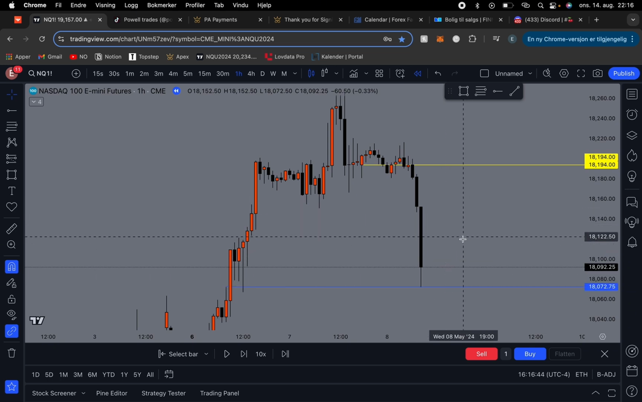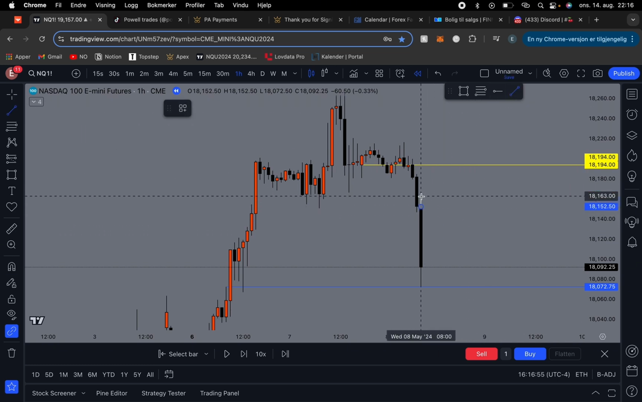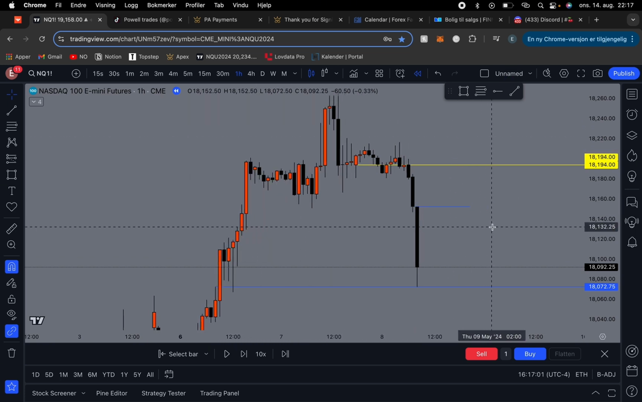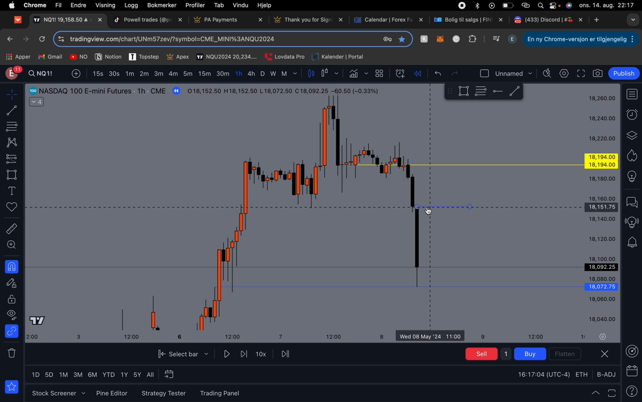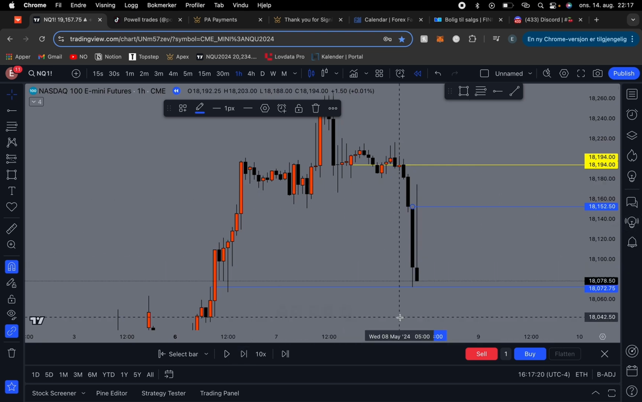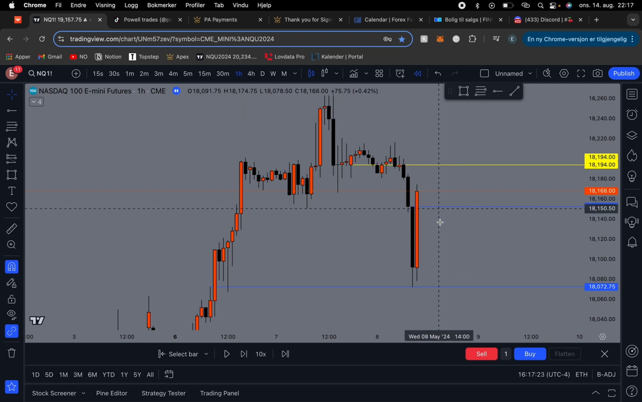A change in state of delivery is just, let's say we're bullish. We want the next candle after this one to close above the opening price of this down closed candle. And when it does that, we want it to come back down, test the opening price, and then expand to the upside. Let me put the line so you can see the price level, 18152.5. The next candle is going to close above this candle.